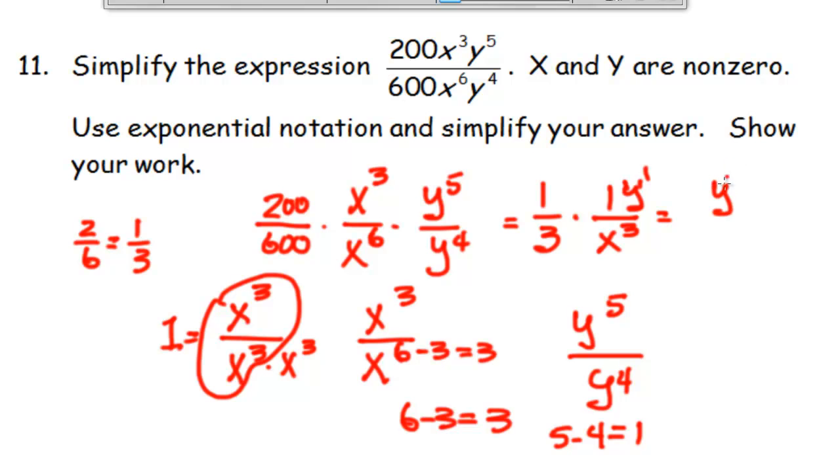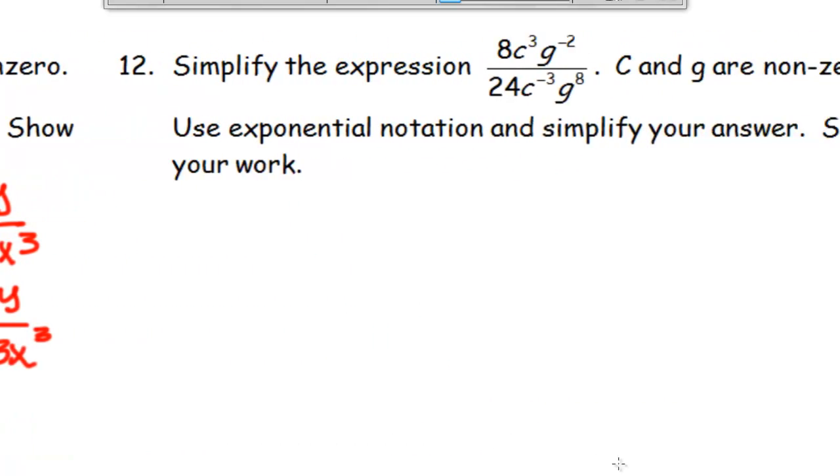You could put y to the 1st if you wanted to. You could leave the 1 there if you wanted to. So 1y times 3x to the 3rd would be fine. Or you could put y over 3x to the 3rd. And that's your final answer, number 11. Okay, let's move on to 12.